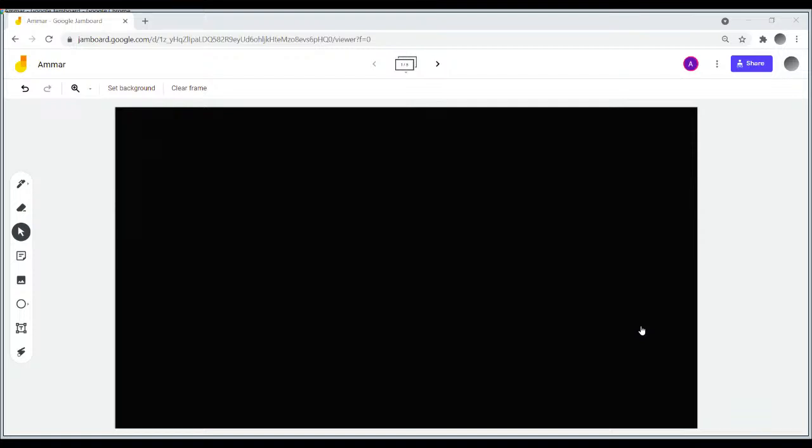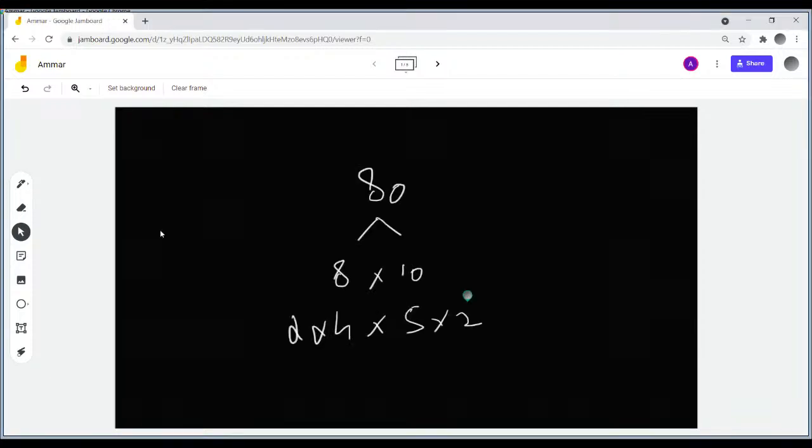16 and 5. Here it is. That's what I was saying. 16 and 5. Yes. So this is how you make this factorization a little bit easier for yourself.